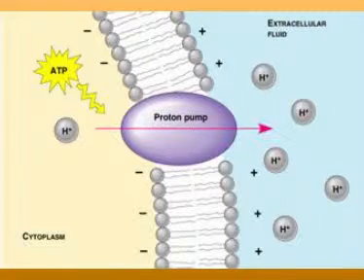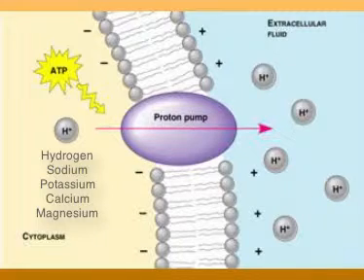Active transport is a carrier-mediated transport process that requires ATP. In this type of transport, molecules are moved against their concentration gradient. That is, they need to be pumped from an area of low concentration to an area of high concentration. It is the opposite movement of what the molecules would do in diffusion. Ion pumps will pump ions such as hydrogen, sodium, potassium, calcium, and magnesium against their concentration gradient.